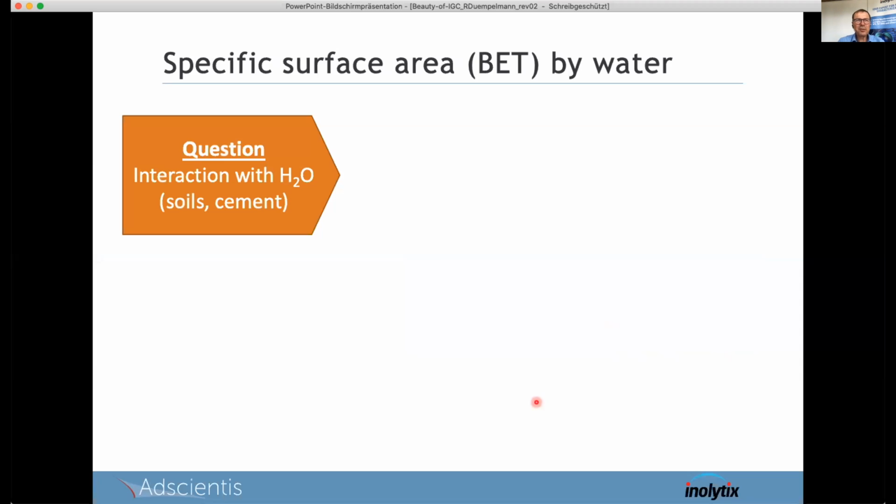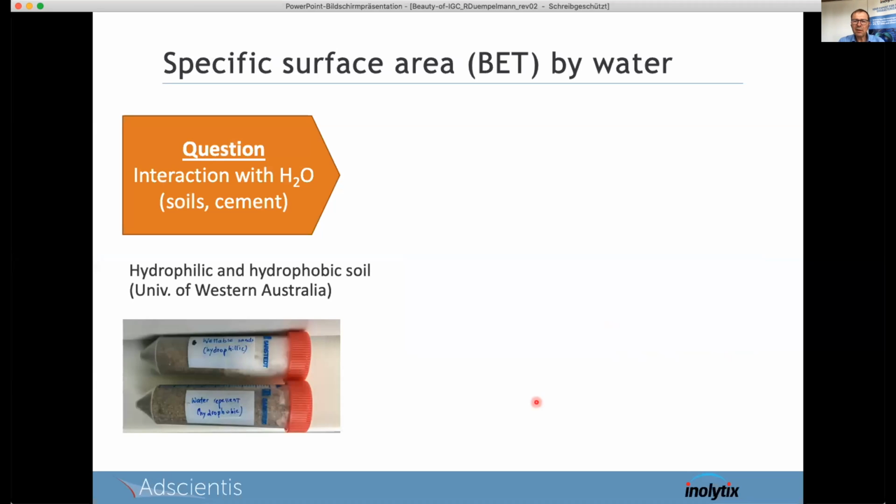So first, my first example, specific surface area by water. The question here was really, how does the sample interact with water vapor? That can be soils, as in my example, or it can be cement samples. Results on cement will be published quite soon, but I cannot talk about this today. So the samples I'm talking about now, which I can talk more freely about, are hydrophilic and hydrophobic soils from Western Australia. And the question was, what is the difference between wettable and repellent soils?